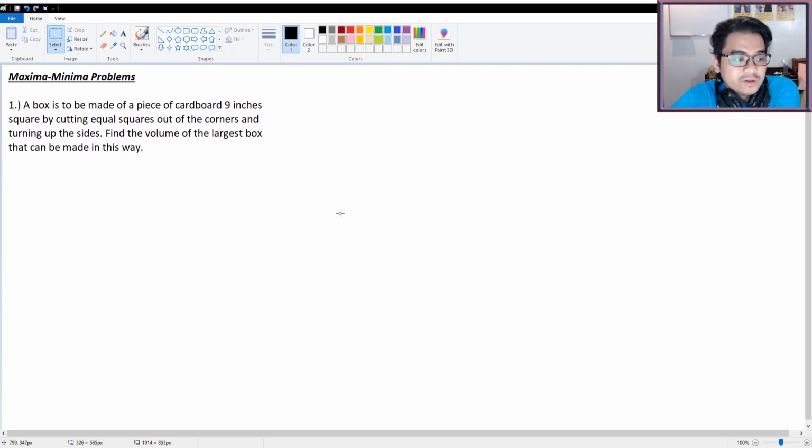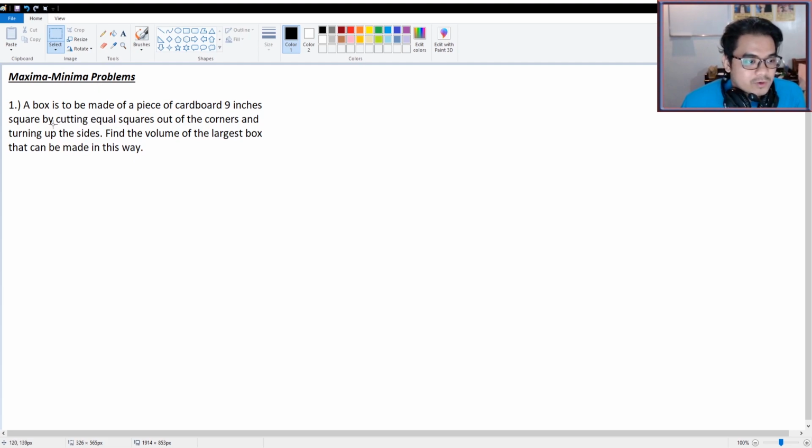Okay, so hello everyone. Today I'll be discussing some sample problems of applications of differential calculus, which are the maxima-minima problems. We have here a problem: a box is to be made of a piece of cardboard, 9 inches square, by cutting equal squares out of the corners and turning up the sides. Find the volume of the largest box that can be made in this way.